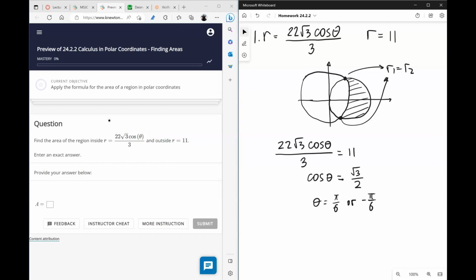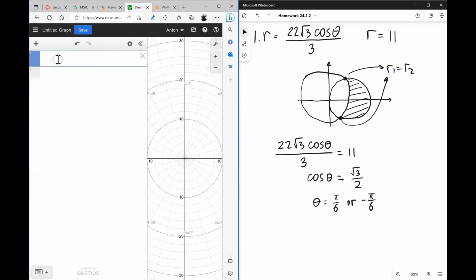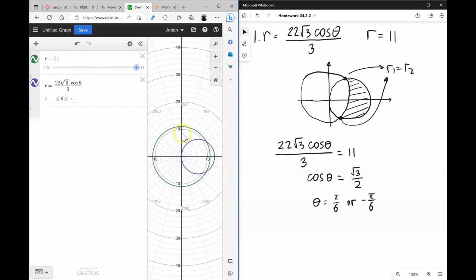Again, this is just me drawing the picture by hand. We can always just use Desmos to draw that. So r equals 11, that's this circle, and r equals 22 square root of 3 cosine theta all divided by 3, it's that one. And we can see that they intersect at negative pi over 6 and pi over 6.